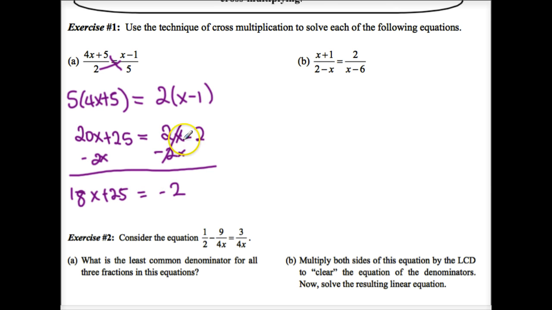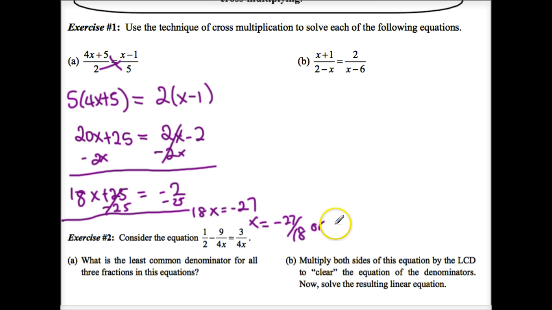Remember, you have to keep this negative. So I want a minus 25 on both sides as well. And I'm left with 18x is equal to negative 27. How do I get x by itself? Divide both sides by 18. X is equal to negative 27 over 18, or negative 3 over 2. Either one of these will work.